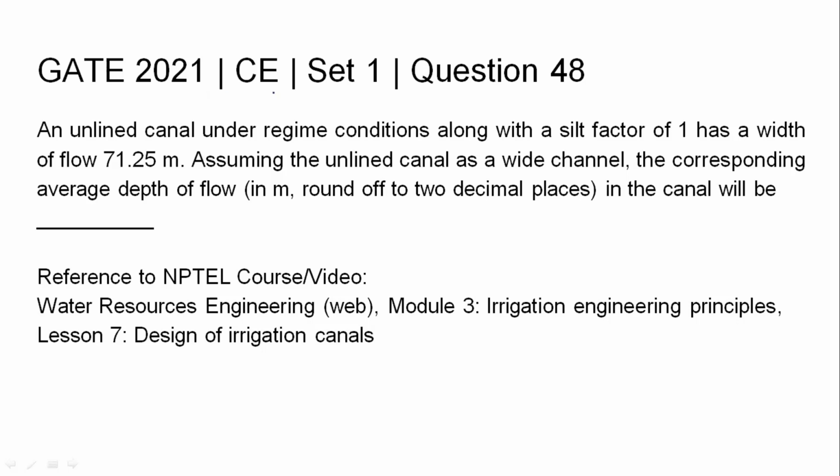2021 Civil Engineering Set 1 Question 48. An unlined canal under regime conditions along with a silt factor of 1 has a width of flow 71.25 meters. Assuming the unlined canal as a wide channel, the corresponding average depth of flow in the canal will be, and the answer needs to be approximated to 2 decimal places. The relevant NPTEL reference has been listed.